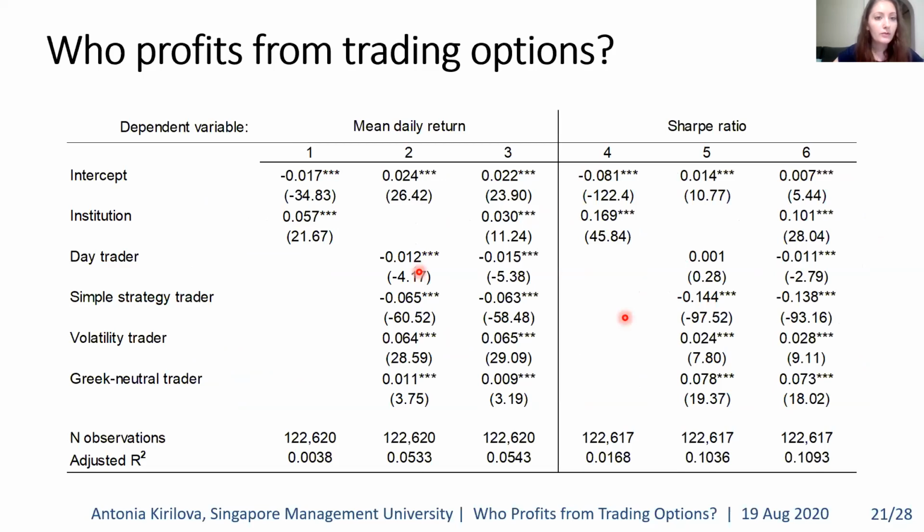Next, we look at regressions. In the first three regressions, we regress mean daily return, and in the other three regressions, we regress Sharpe ratio on a dummy variable for whether the account is an institution, as well as dummy variables for the dominant strategy or the dominant trading style that the accounts are using. And the results are consistent with what we saw in the graphs.